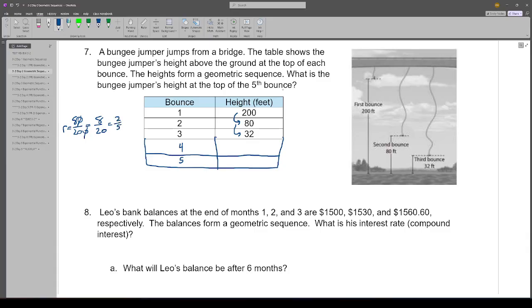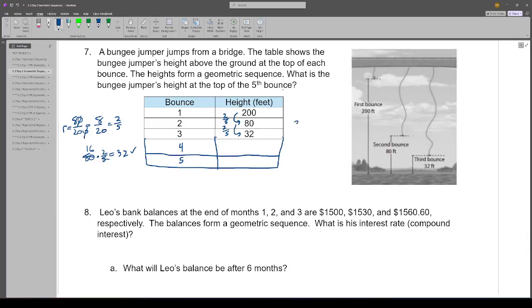Then we should check if the next step is also 2/5. So is 80 times 2/5 equal to 32? 80 divided by 5 is 16. 16 times 2 is 32. So we do have a geometric sequence. I know they told us it is, but it doesn't hurt to check. So the next step down, we're going to multiply by 2/5.